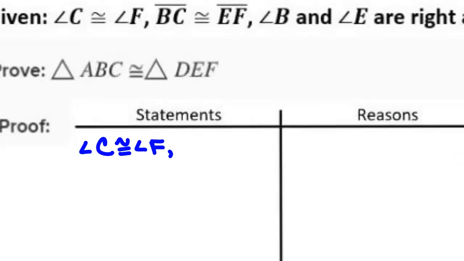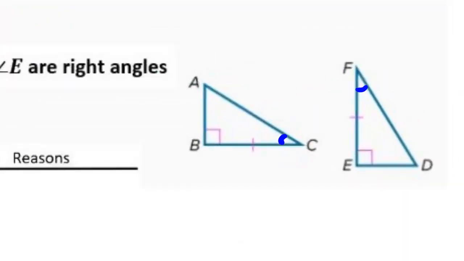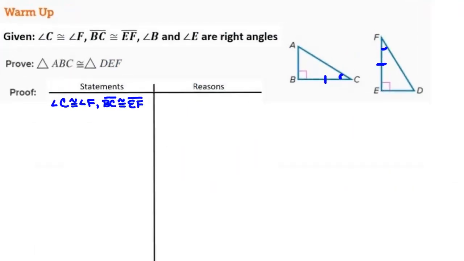They also tell us that BC is congruent to side EF. That is also marked for us on the picture right here. BC is congruent to EF.